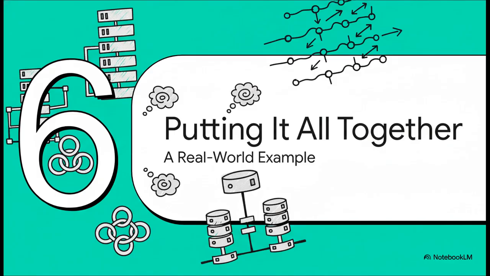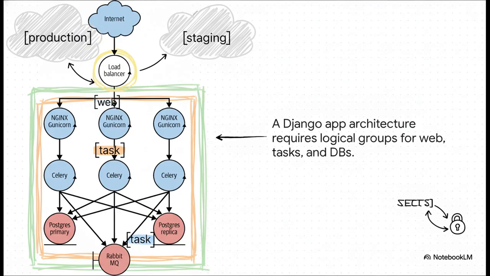Okay, so we've looked at lists, groups, variables, patterns, and even dynamic sources. Let's put all the pieces of the puzzle together and see how they work to manage a real-world application. So take a look at this typical Django application architecture. You've got a load balancer up front, a few web servers doing the heavy lifting, some task queue workers in the back, and a database cluster.